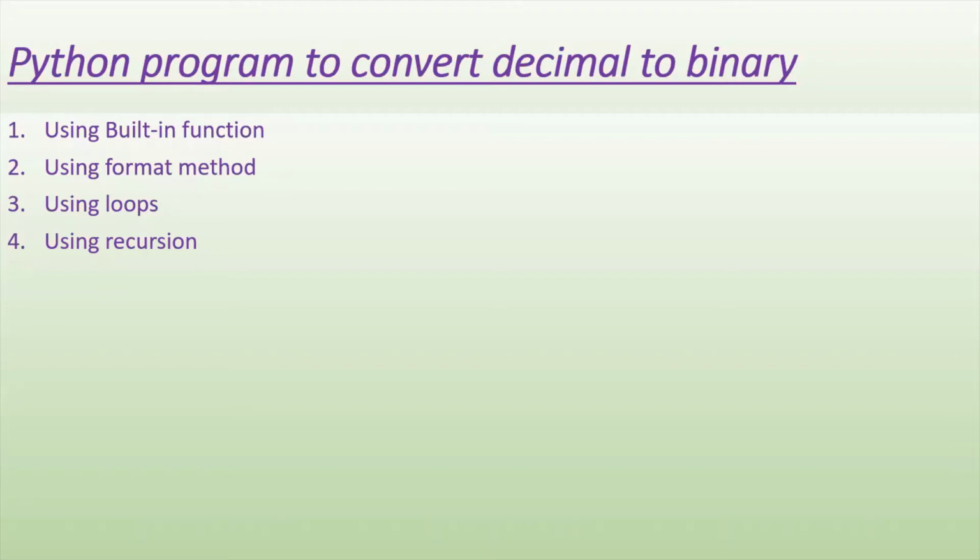In the next approach, I'm going to use string format method. And in the third approach, I'll use a while loop to convert a decimal number to binary number. And in the fourth approach, I'll use recursion concept to achieve the same result. Let's open the PyCharm IDE and start implementing the programs.